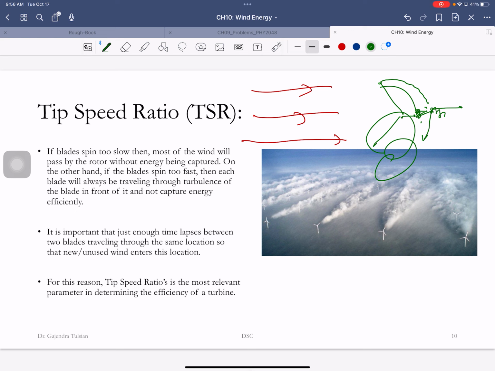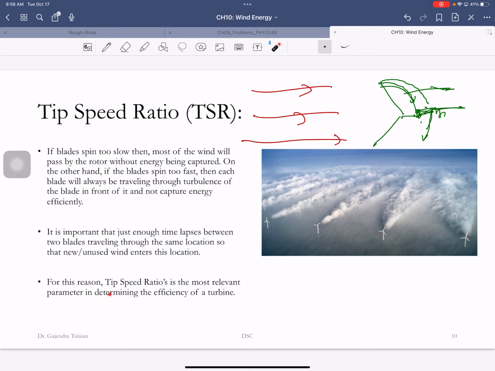What happens if the blade spins too slow? If this blade goes by, here's this turbulence, it gets blown away, but this one comes by 3 hours later, you wasted all the wind energy. So you don't want to go too slow. If you go too slow, you're letting all the money pass by. If you spin too fast, then you're going through turbulence. If a blade spins too slow, then most of the wind will pass by the rotor without energy being captured. On the other hand, if the blades spin too fast, then each blade will always be traveling through turbulence of the blade in front of it and not capture energy efficiently.